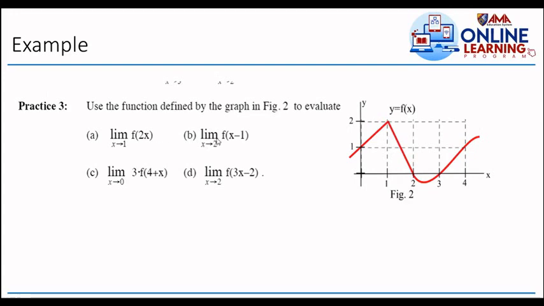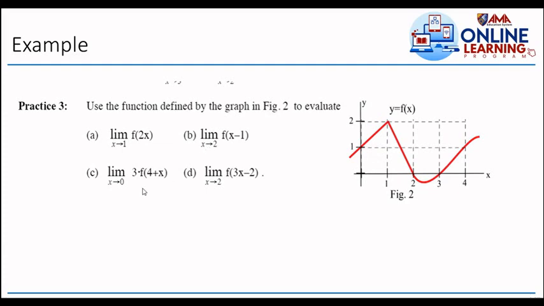The limit of the function of x minus 1 as x approaches 2. So 2 minus 1. The answer is 1. So as x approaches 1, ito na siya, no? Project it upward, and then project it to the left. Okay? So for letter B, the answer is 2. Okay? So 0, and then 2.